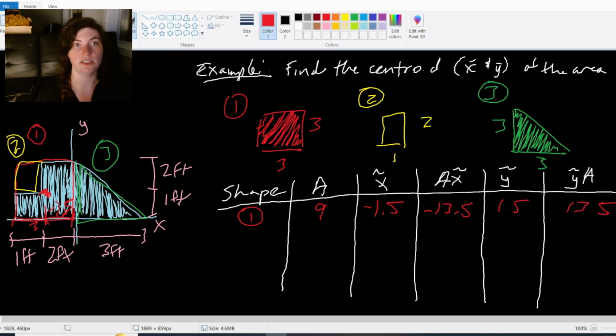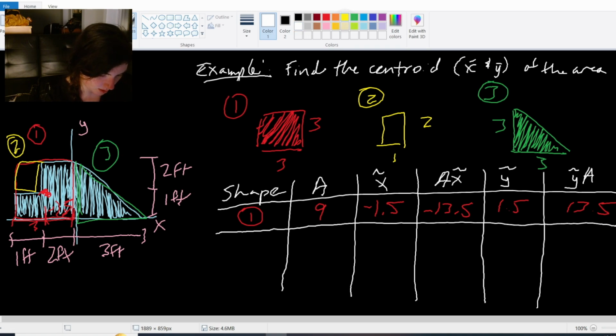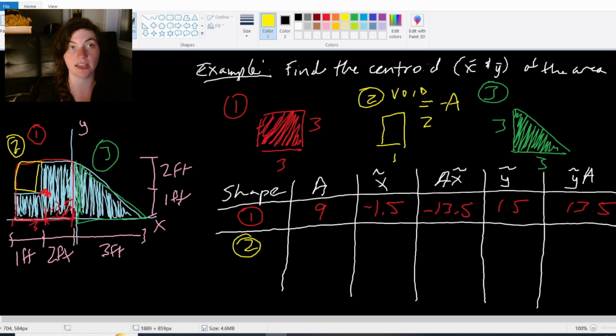So that's all it is, finding these numbers for each individual shape before we sum them down. Let's go ahead and do our next shape. Shape 2. Now this is a void. And the key thing to know with a void is that a void gives you negative area. So whatever area I put in this A box has to be negative, and that negative carries through in the multiplication. That's how it gets the math to work out correctly.